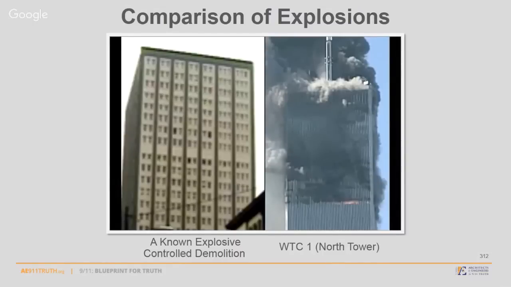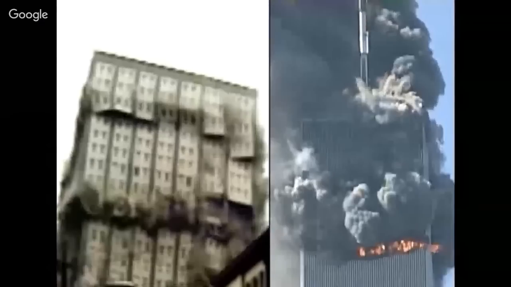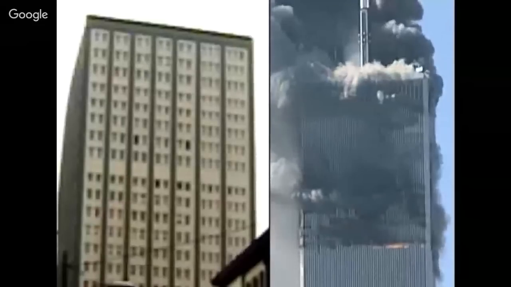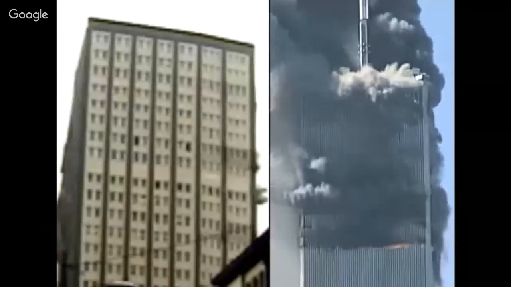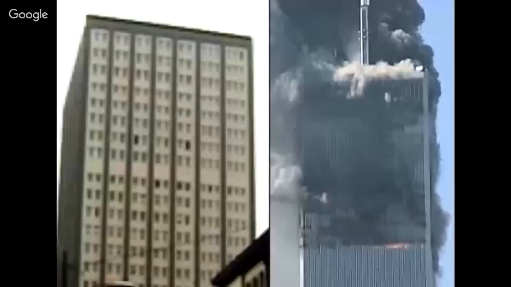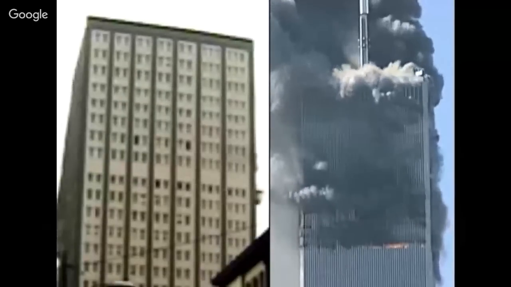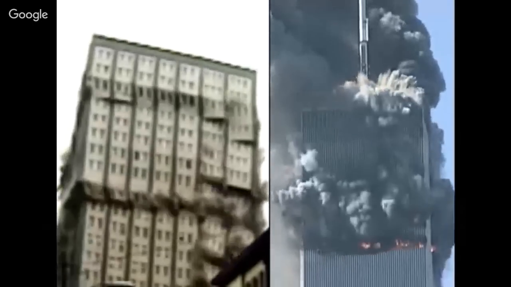Let's take a look at the North Tower on the right, a known controlled demolition on the left. Slowing it down to half speed, is there any similarity? Do you think there's enough similarity to warrant an investigation into the possible use of explosives? Especially, at least here in the first 4 seconds, it looks exactly like a controlled demolition. It looks exactly like Building 7 at this top section in the first 4 seconds.